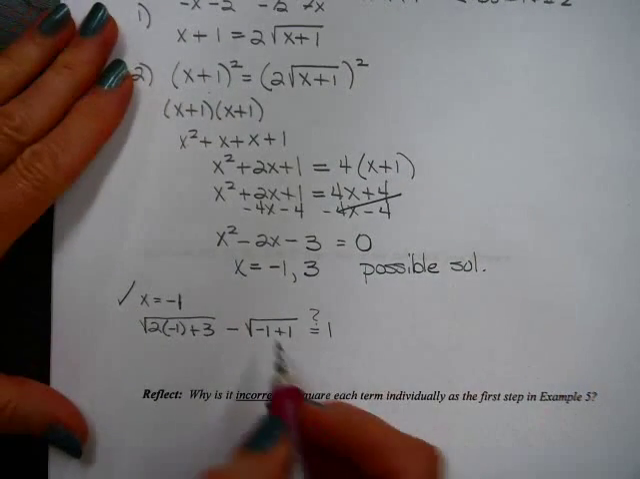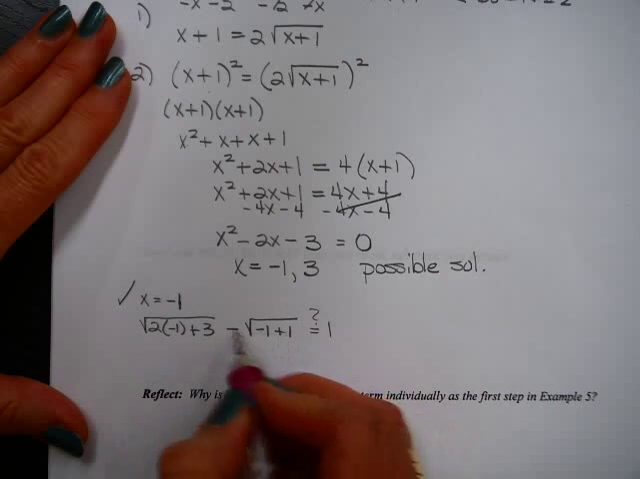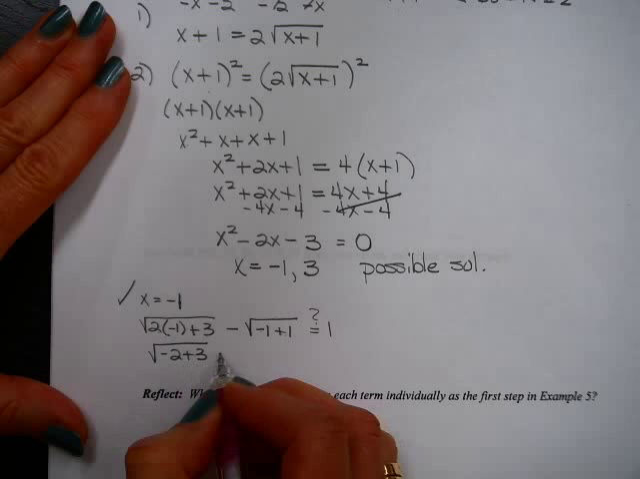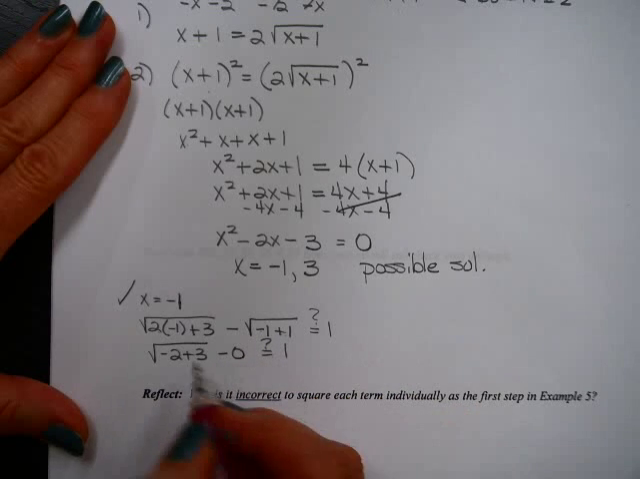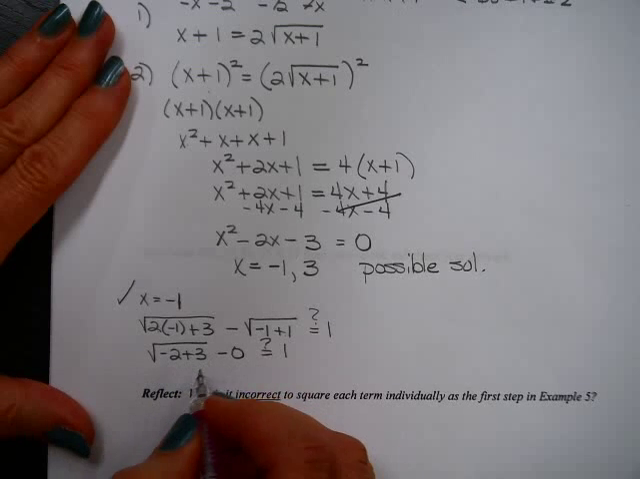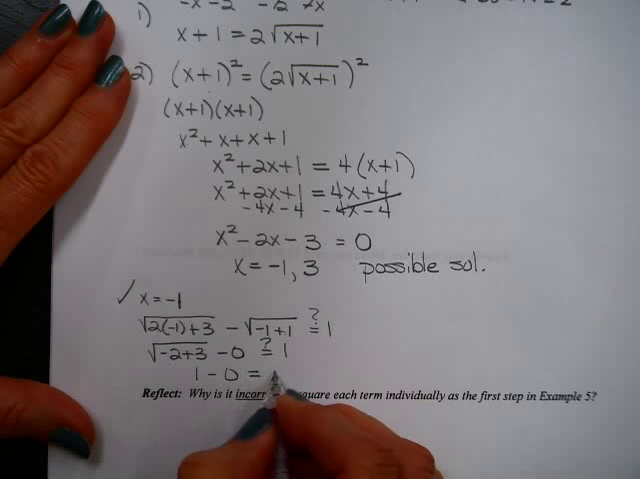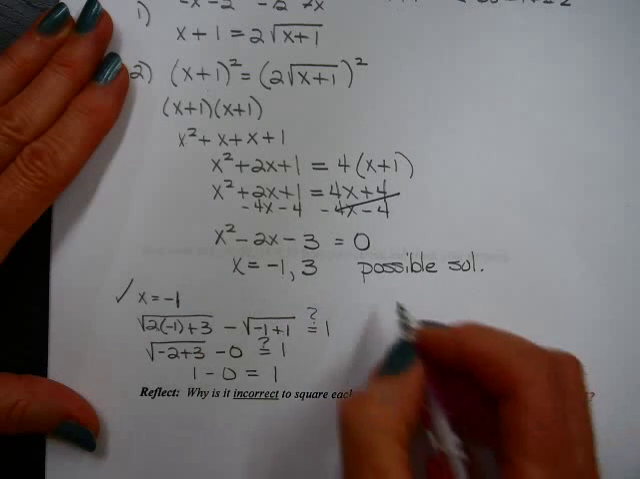Oops, I'm sorry. Right here, -1 plus 1 is 0. So that's going to be a 0. This is going to be -2 plus 3 minus 0. Is that going to be equal to 1? -2 plus 3 is 1. The square root of 1 is 1. 1 minus 0 is 1. And this checks. So -1 is a solution.